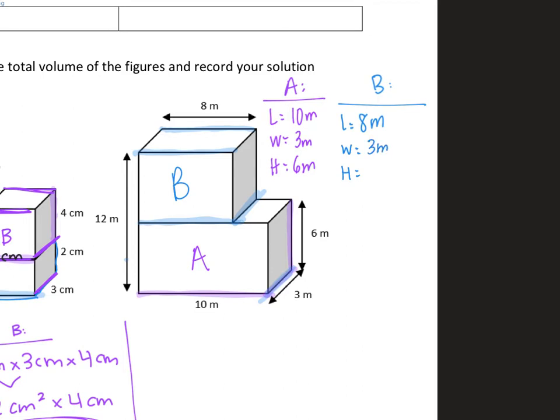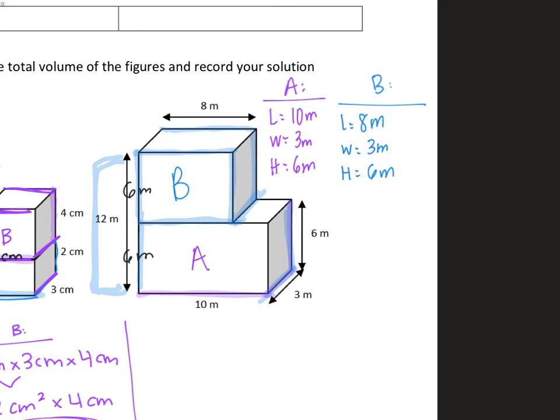And then the height, okay? I don't see anything that gives me a height here, here, or here. But I do see that this whole thing right here is 12 meters. So if that is 12 meters, and we know that the height of prism A is 6 meters, then that means what's left to equal 12 has to be 6 meters, because 6 plus 6 equals 12. So that means my height for prism B is 6 meters.